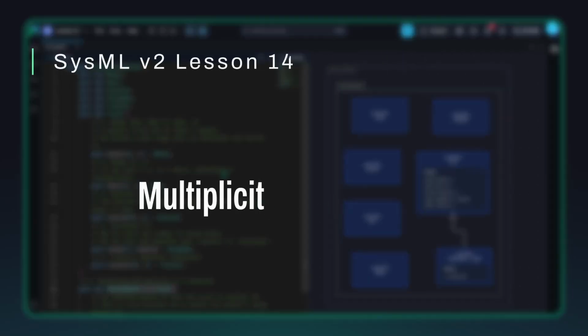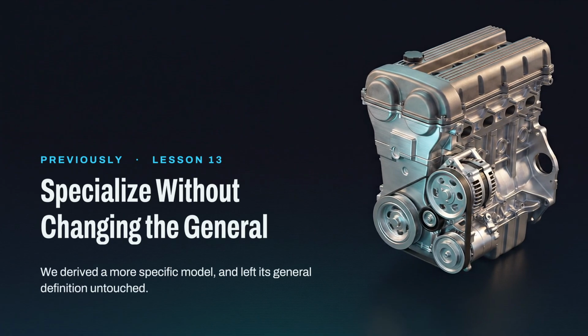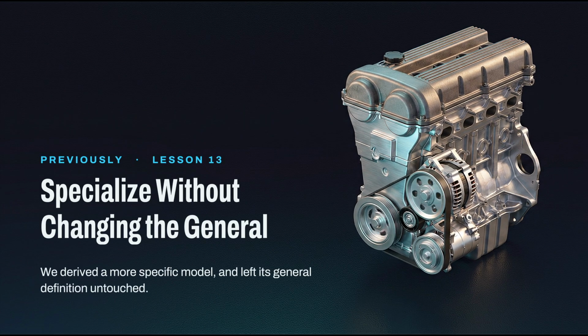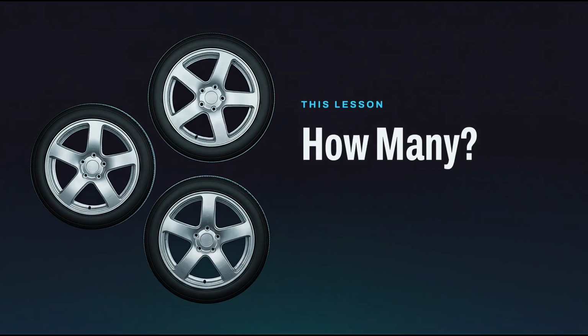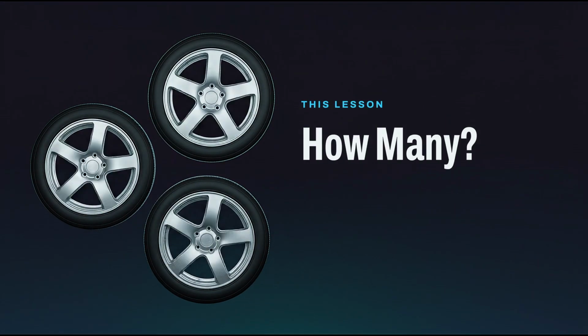Welcome back to the SysML v2 deep dive series. In the previous lesson, we used specialization and redefinition to create a more specific model without changing its general definition. In this lesson, we will define how many instances of a feature the model allows.